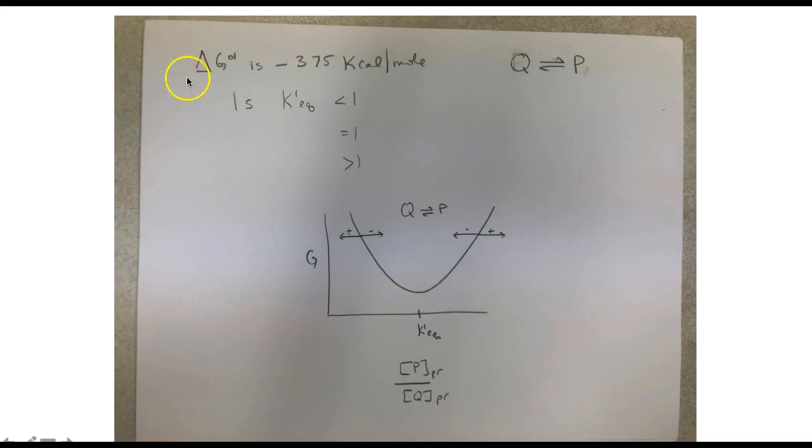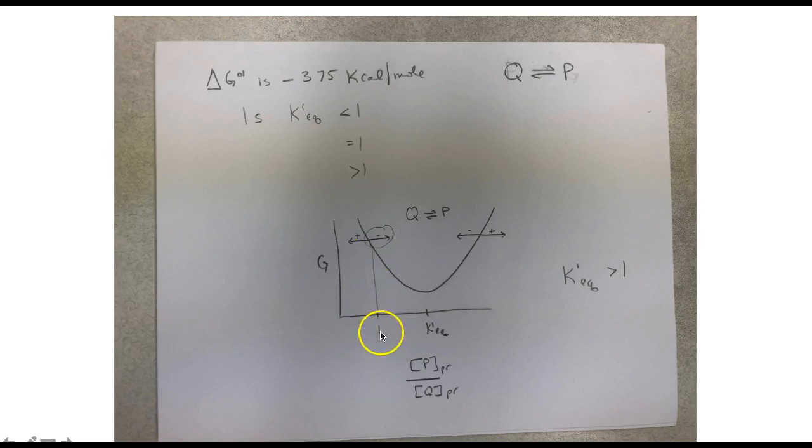And so we're told that the standard free energy change for this reaction is negative 375 kcals per mole. So if the standard free energy change of the forward reaction is negative, that must mean we are somewhere over here to the left of our equilibrium constant. And therefore, if the free energy change of the system, when the ratio of P to Q is 1, is negative, remember, this is the ratio of P to Q under standard conditions. If the free energy change is negative under standard conditions, that means moving forward is moving us closer to equilibrium. That means that the equilibrium constant must be greater than 1.